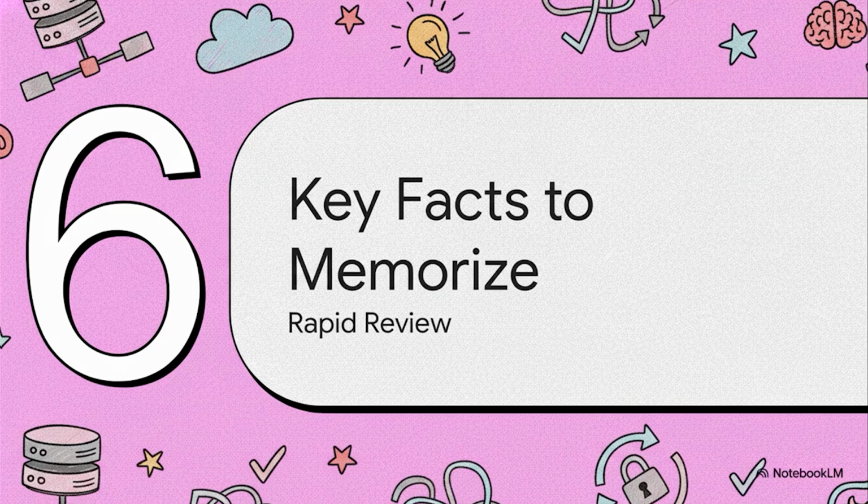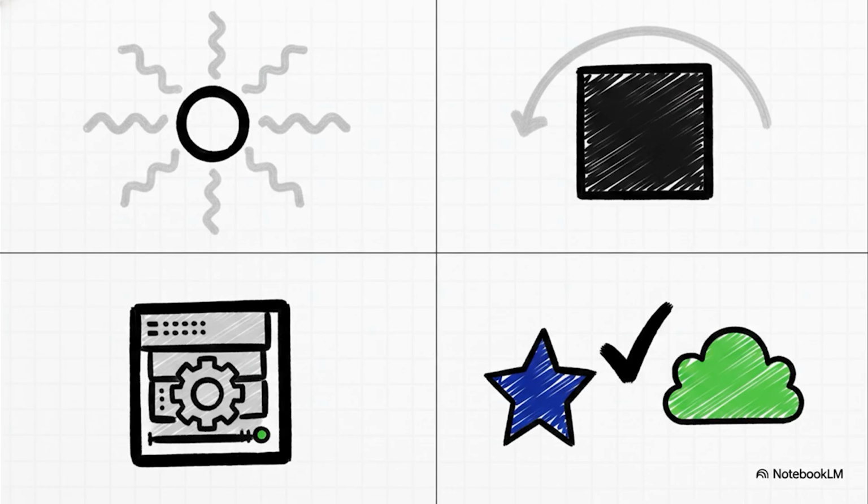Finally, Part 6, Key Facts to Memorize. Let's do a rapid review. Let's bring all this complex architecture together into a few must-know takeaways. Take a mental screenshot of these points. First, Flow Virtual Networking is a Prism Central game. It is managed purely via Prism Central, not Prism Element.